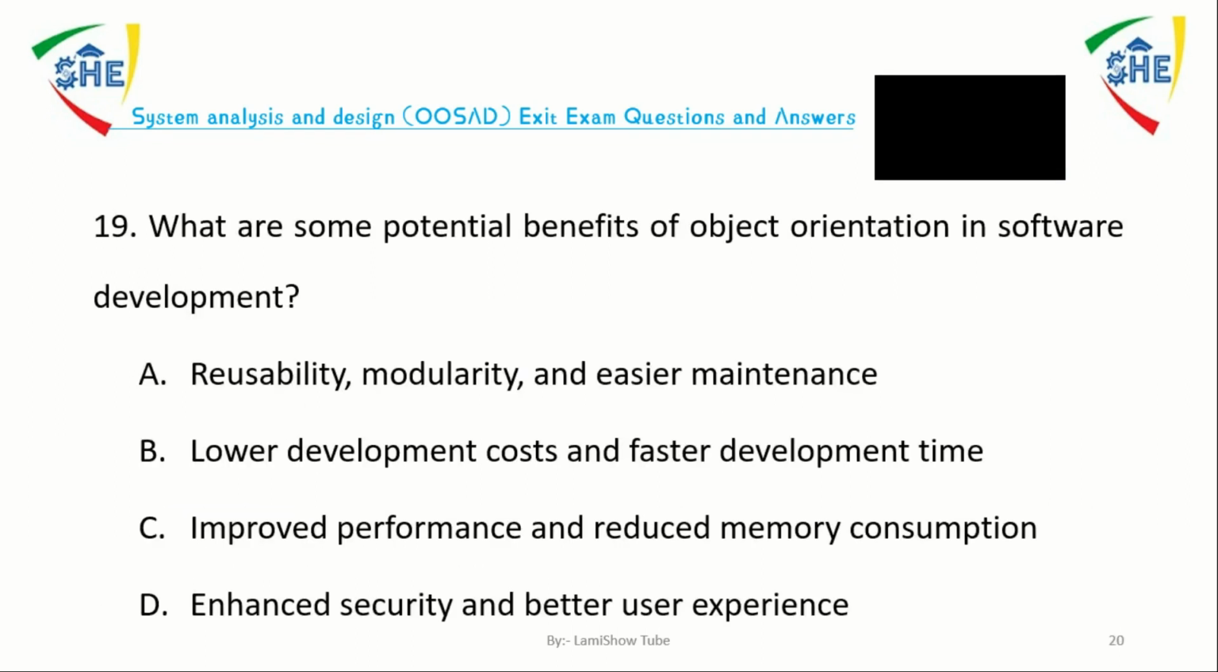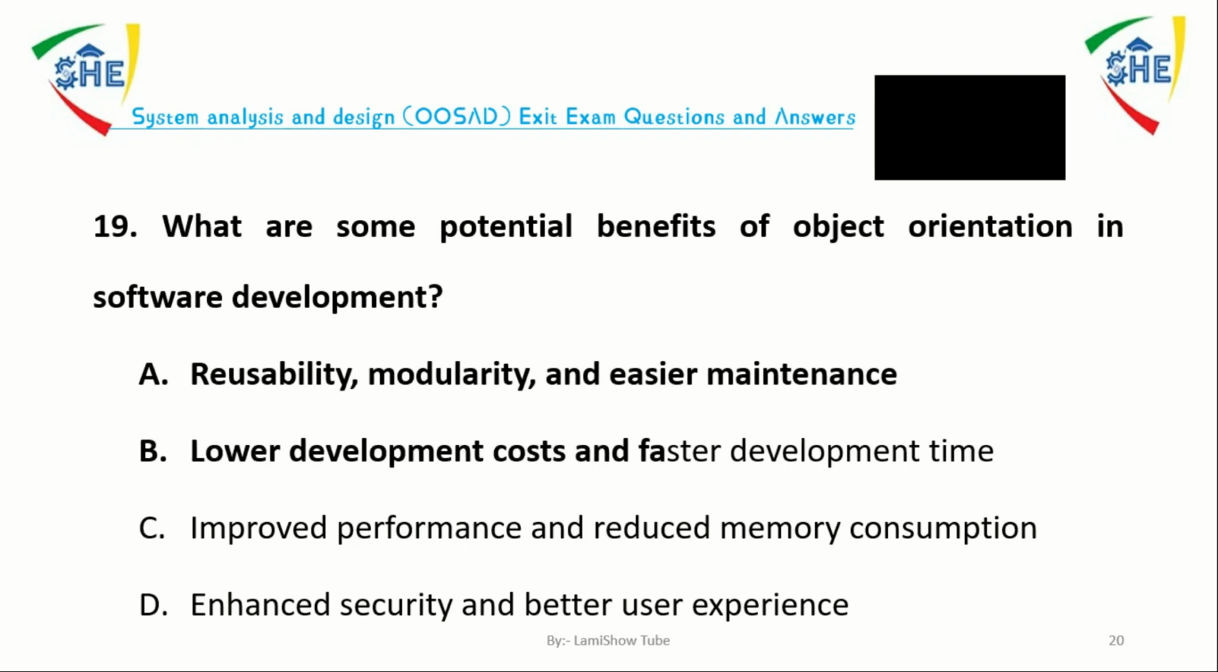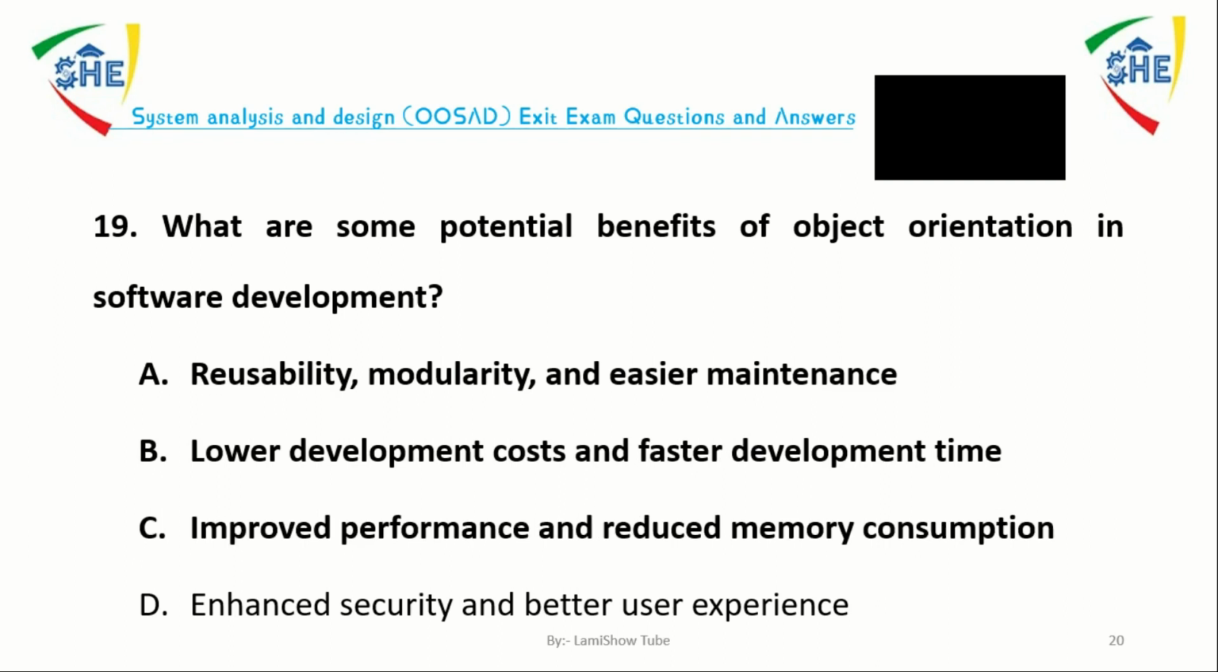Question number 19. What are some potential benefits of object orientation in software development? A. Reusability, modularity, and user maintenance. B. Lower development cost and faster development time. C. Improved performance and reduced memory consumption. D. Enhanced security and better user experience.